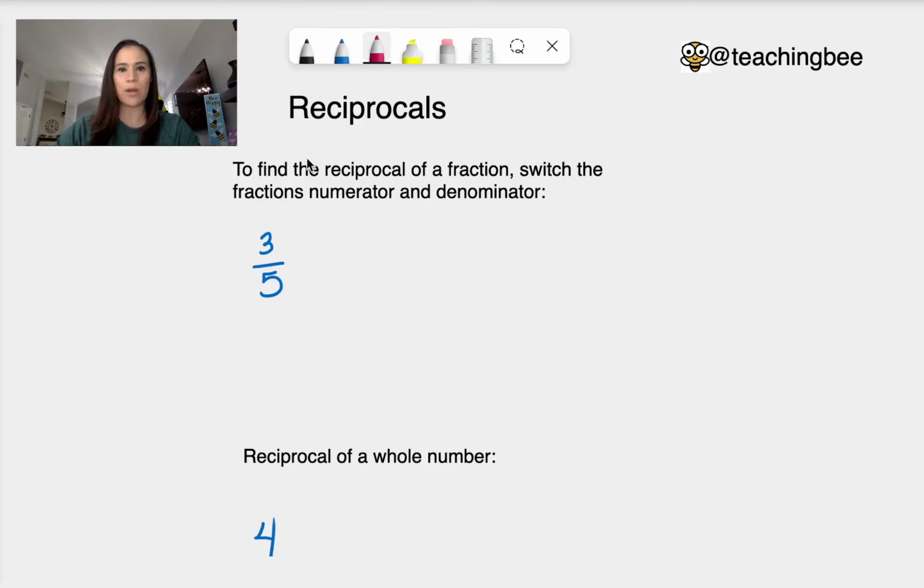So in today's lesson, we are going to be working with reciprocals. And to find a reciprocal, we're going to do it in a couple different ways.